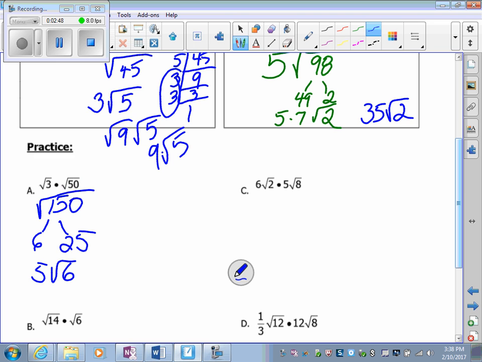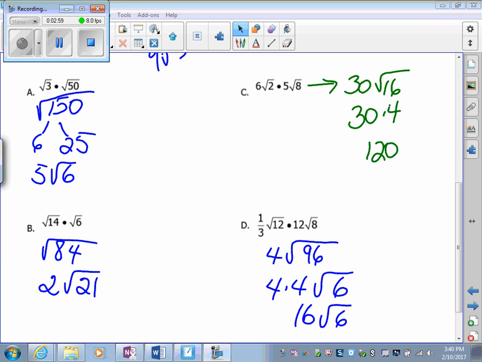So you go ahead and do B, C, and D. Go ahead and hit pause for now, and when you're done, come back and check your answers. Now, you may have simplified your radicals in a couple different ways, but the answer you should have gotten for B would have been 2 radical 21, C 120, and D comes out to be 16 radical 6. So if you need to go back there and review those again, you can.